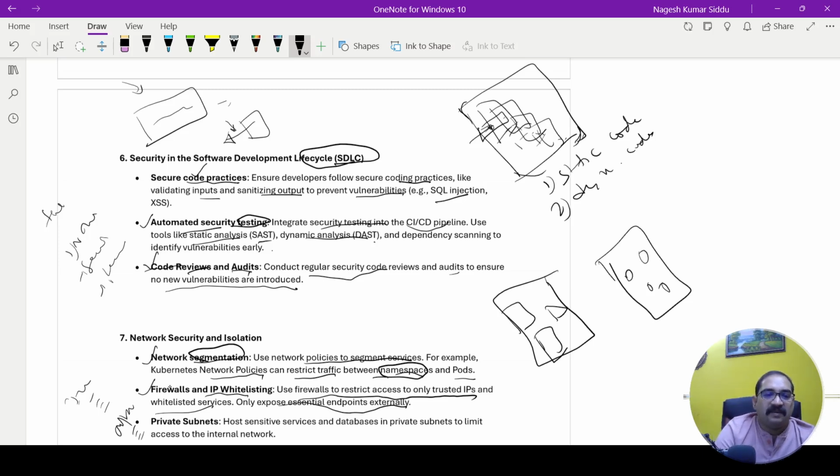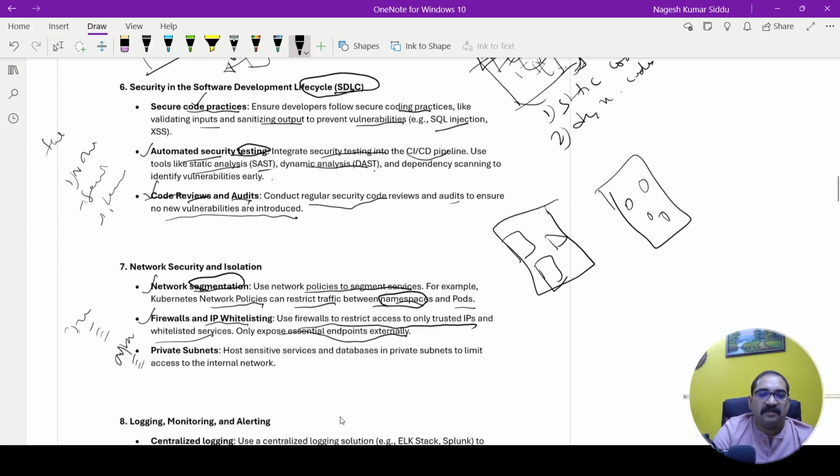Right. So by doing this whitelisting and then providing firewalls, we'll be able to secure our microservices. Now, private subnets host sensitive services and databases to limit access to the internal network as well. So if we have some secured services that are very sensitive, we need to host them in a private subnet.